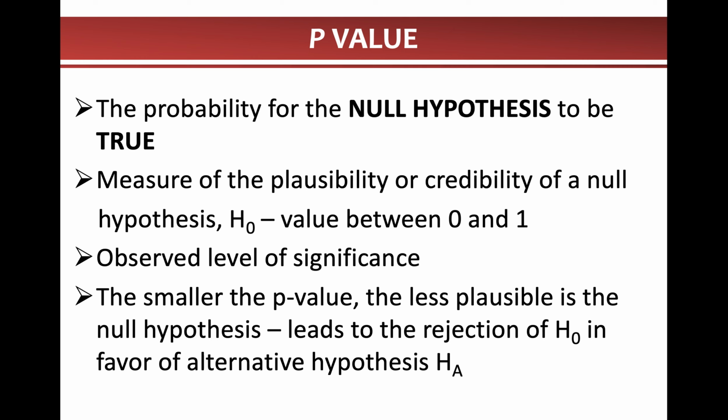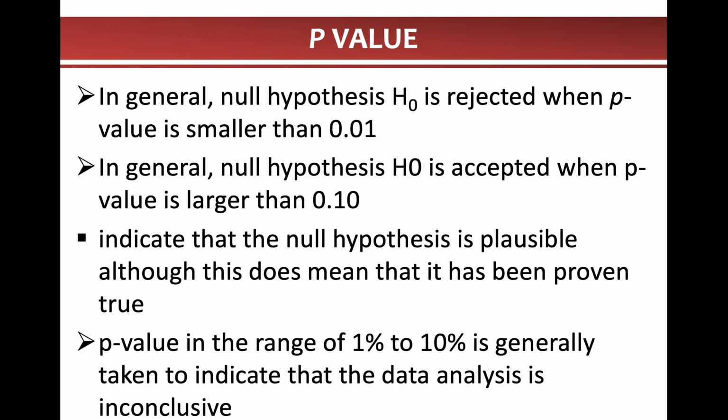So in this next topic, the importance of determining the difference between H null, which is the null hypothesis, and the alternative hypothesis, which is HA. In general, the null hypothesis H null is rejected when the p-value is smaller than 0.01, and it is accepted when the p-value is larger than 0.10, which indicates that the null hypothesis is plausible, although this does not mean that it has been proven true. A p-value in the range of 1% to 10% is generally taken to indicate that the data analysis is inconclusive.